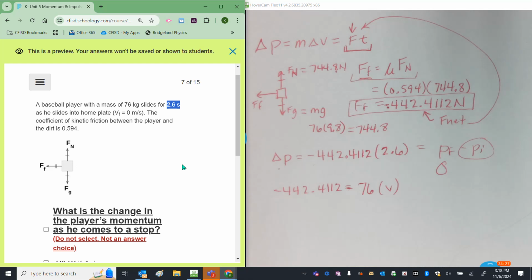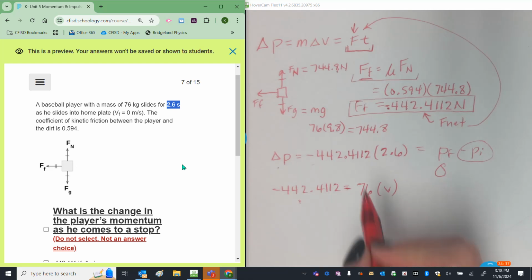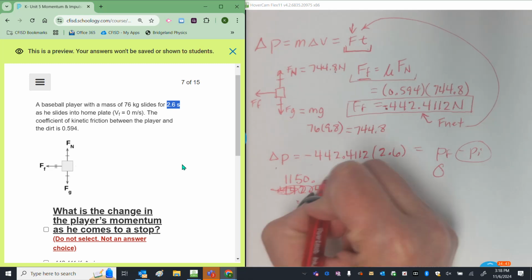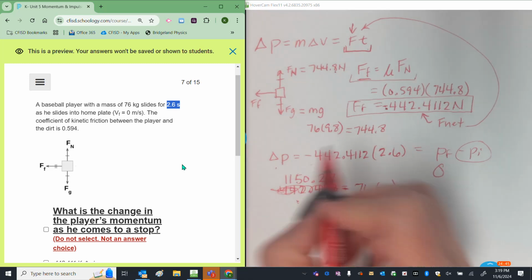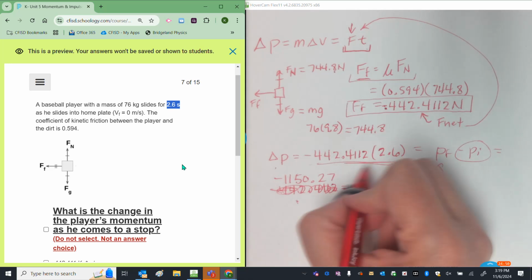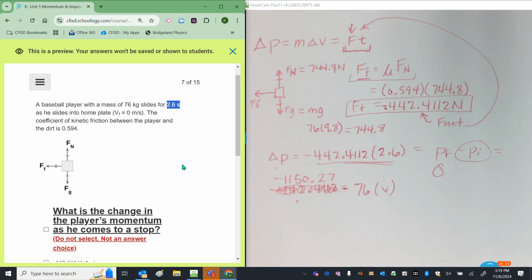So if I divide the answer that I have by 76, oh, sorry, hold on. That was not the right number to use. Sorry, that was the force. I have it on my calculator, I didn't write it down. It was the 1150, I apologize. 1150.27 was the actual change in momentum. I didn't actually answer it. It was the product we got from that. All right, sorry about that.